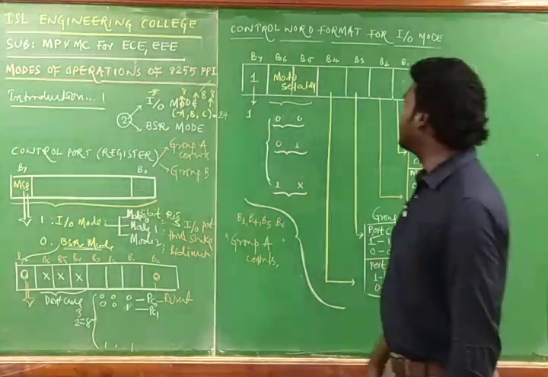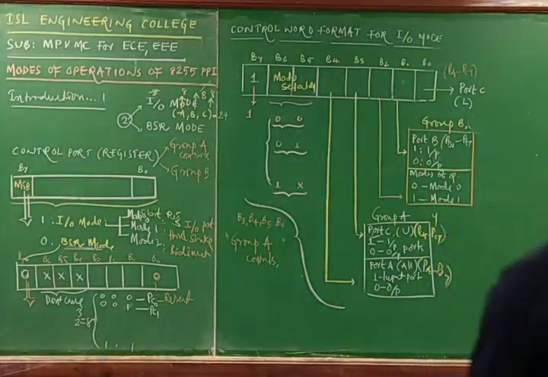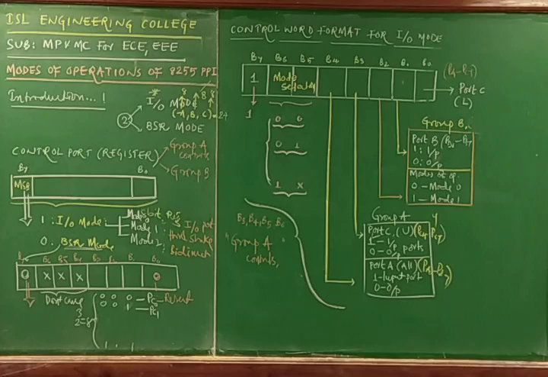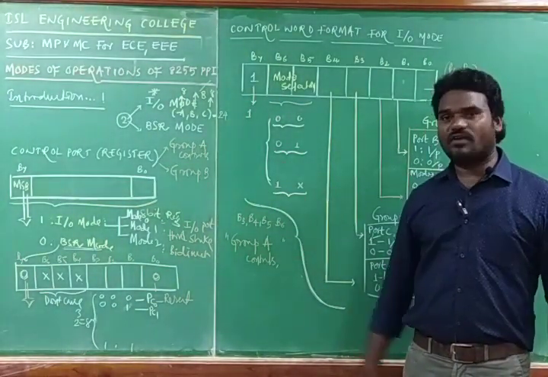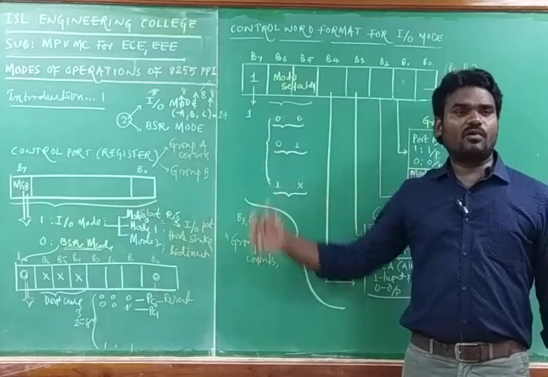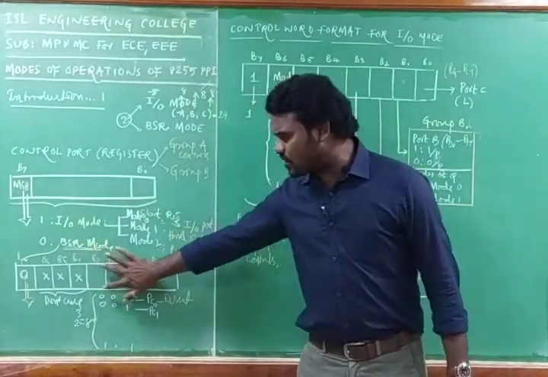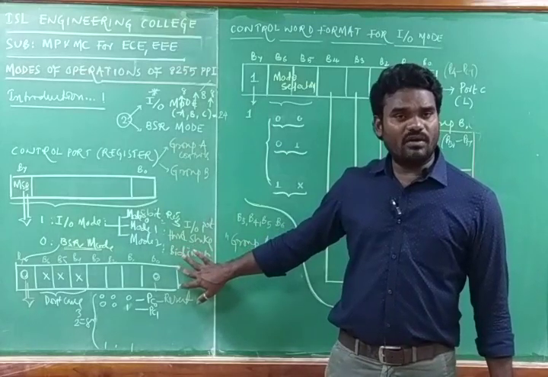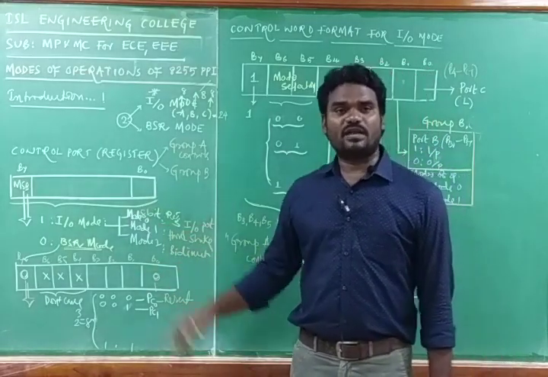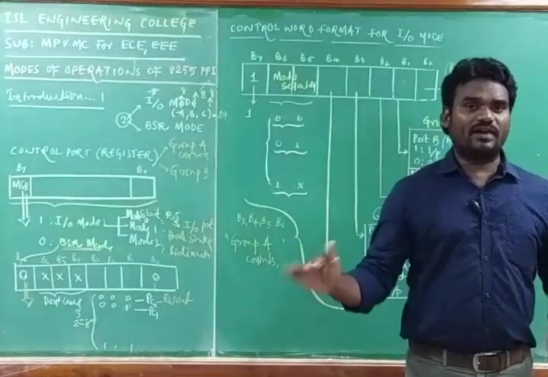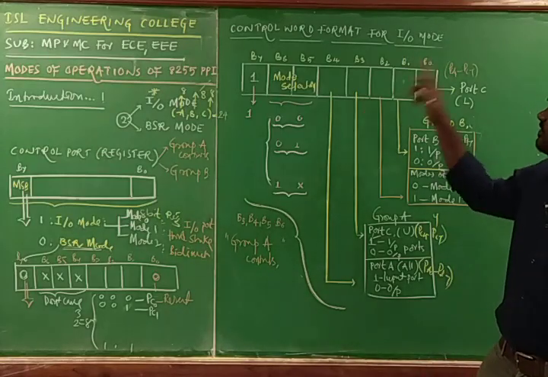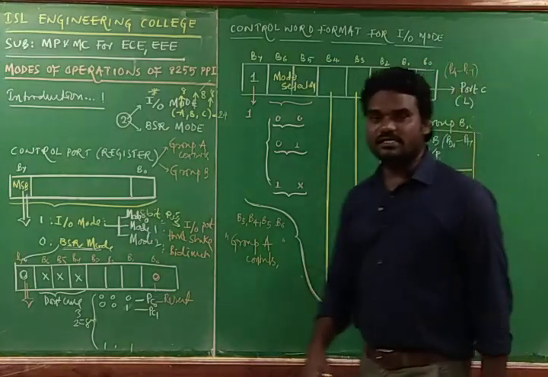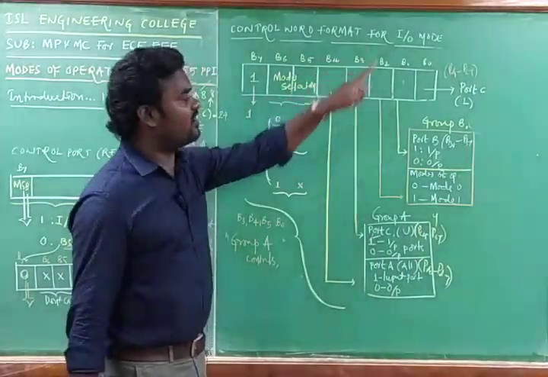Then we are going to discuss the control word format of the IO mode of operation. We know that 8255 can be operated, based on the program, either in the BSR mode of operation or in the IO mode of operation. This is the control word format when the 8255 is operating in the BSR mode. When the same 8255 is operating in the IO mode, what is the format of the control word? This is the control word format for the IO mode of operation.